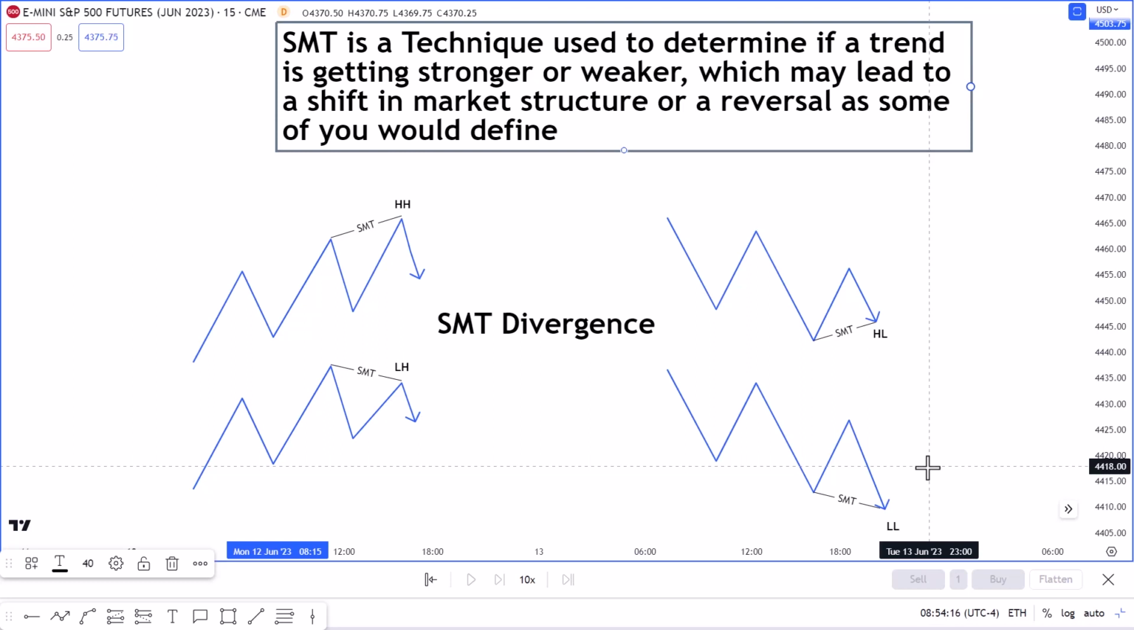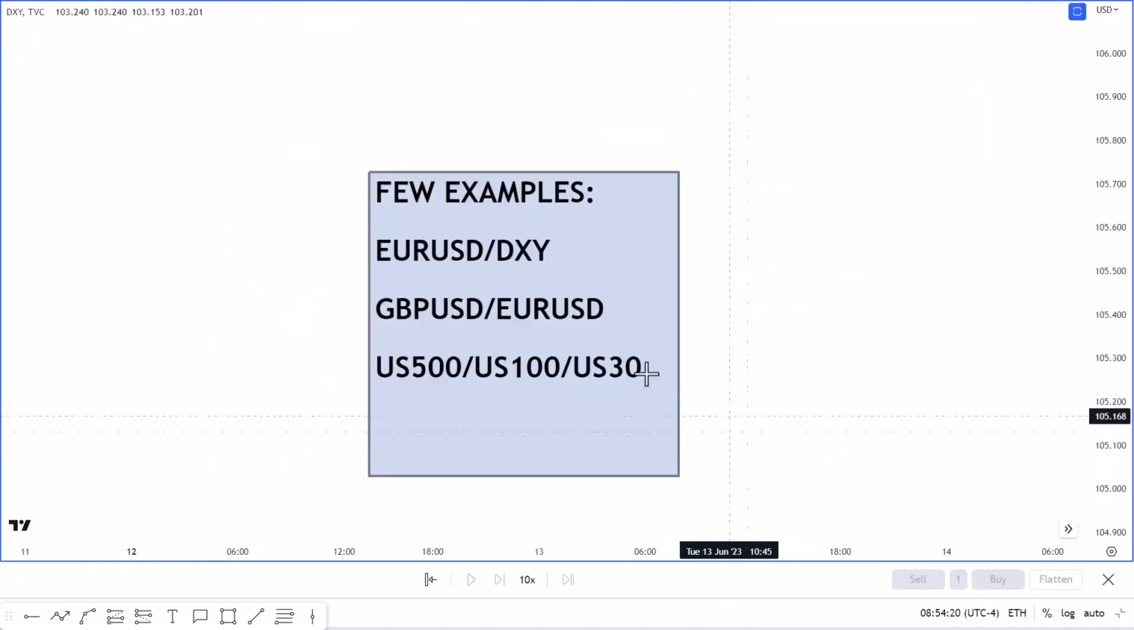Now, let's see examples of pairs we can trade or assets we can trade using SMT. We have a few examples here. We have the euro dollar and the dollar index. The dollar index is DXY. Now, when we have the euro dollar making a lower low and then the DXY failing to make a higher high, let's say makes a higher low, then we have an SMT divergence.